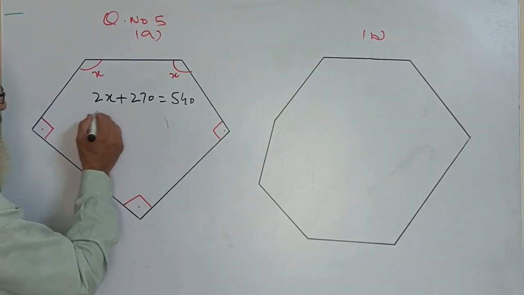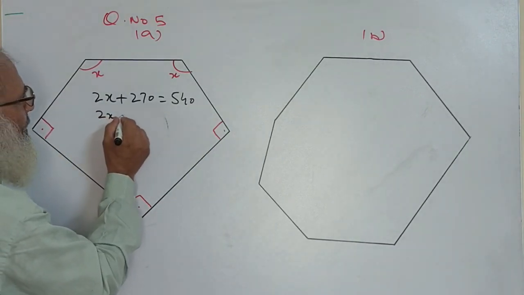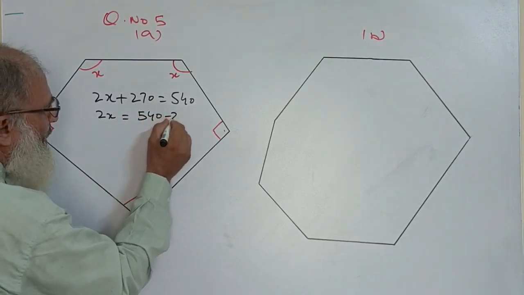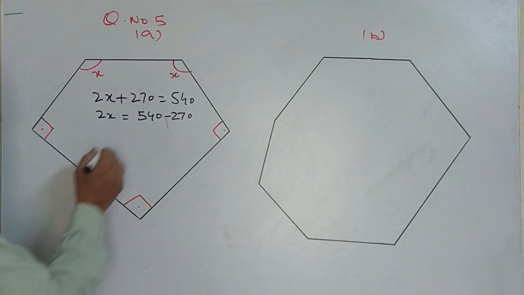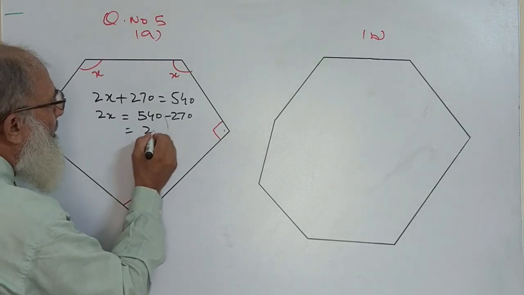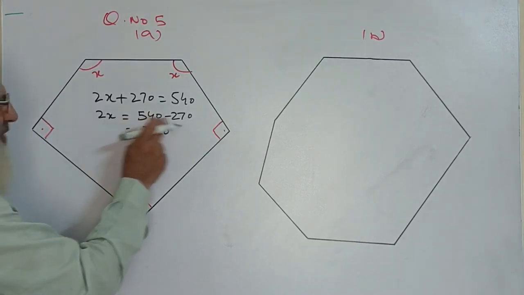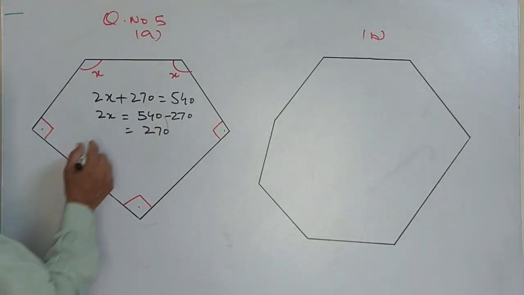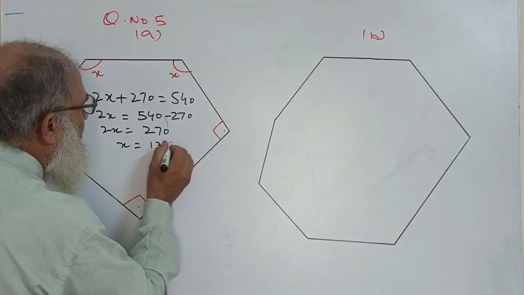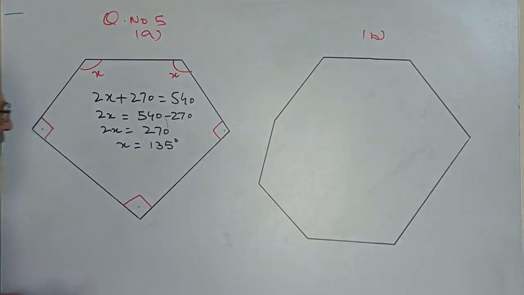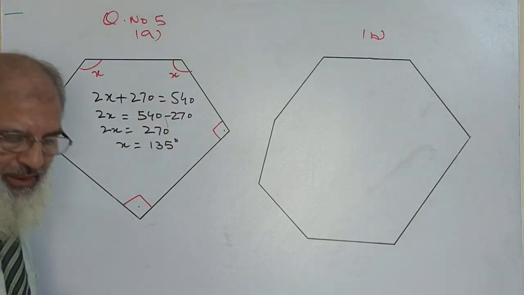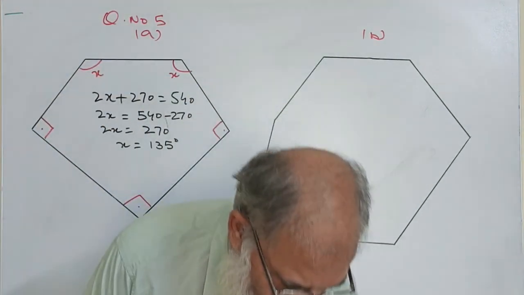Now simple algebraic method, eliminate this from here, minus 270. So 540 minus 270 is equal to 270. Again, 540 minus 270. So 2x is equal to 270, so x is equal to 135 degrees. So x is equal to 135 degrees. It was a very easy question.